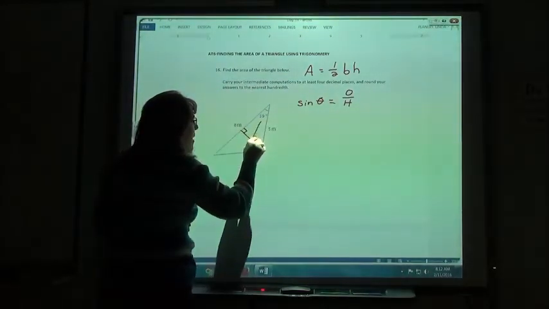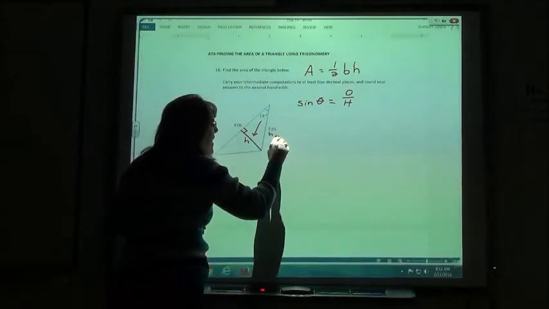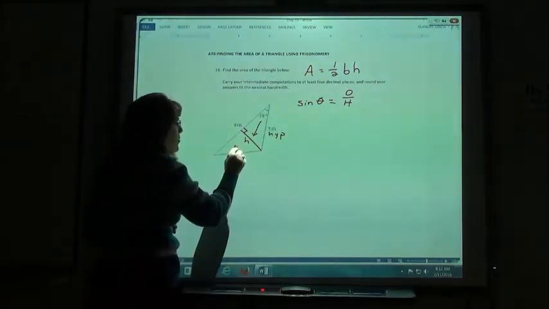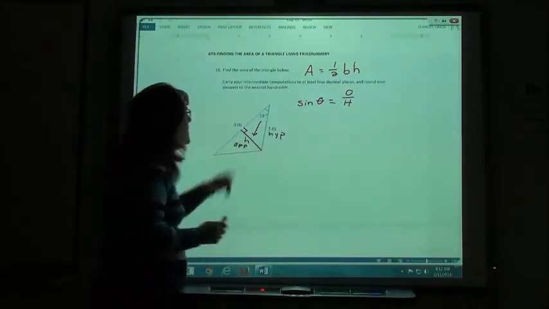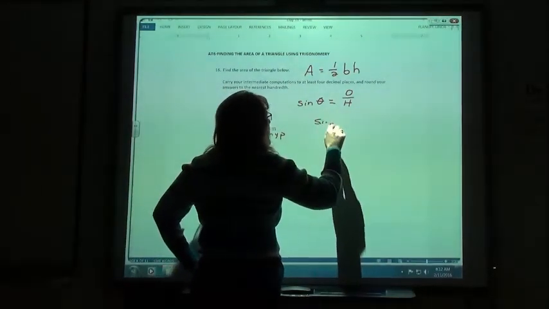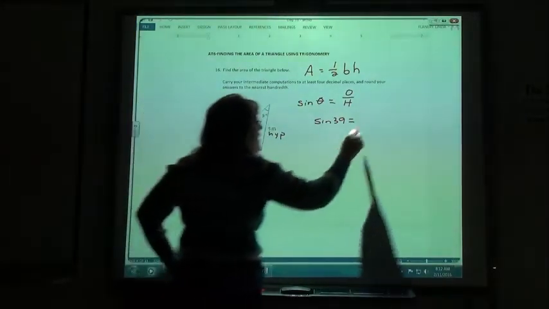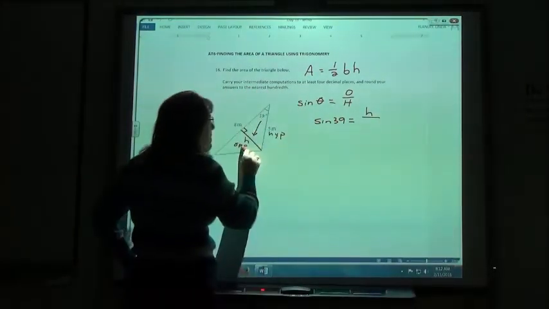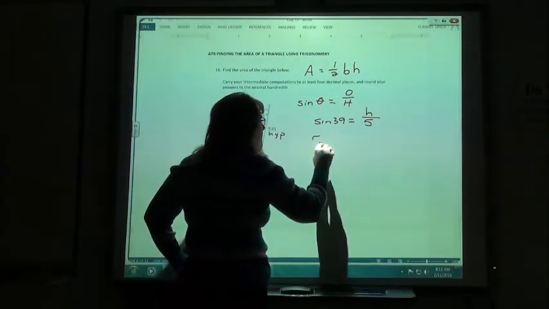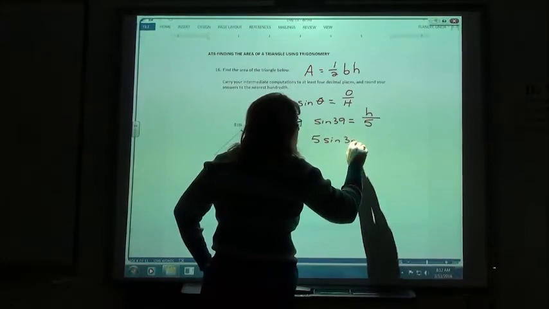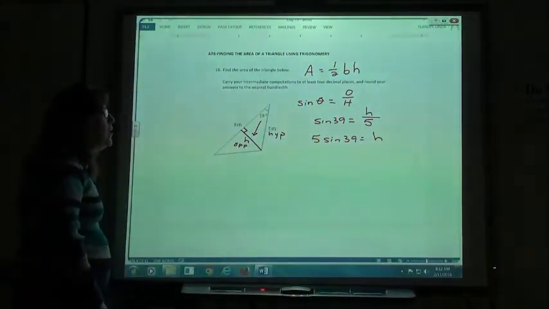The side opposite here is actually going to be my height. This side here is my hypotenuse, right? So opposite over the hypotenuse. So I would say that the sine of 39 degrees is going to equal the opposite side, which is h, over my hypotenuse, which is 5. So solving that, 5 times the sine of 39 is going to equal h. I'm just going to leave it like that. I'm not going to calculate it yet.